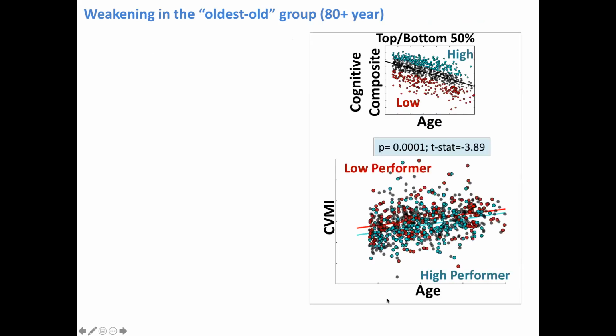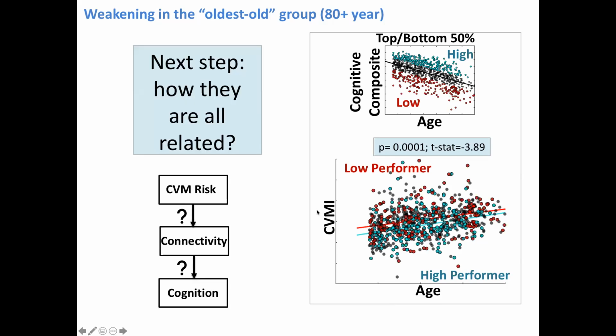We also used a cognitive composite index to first identify high and low performers based on the top and bottom 50% of the sample across the age regression line. We found that overall, the low performers have higher cardiovascular risk than the high performers across the age span. In future, we will look at how brain connectivity, cognition, and risk all are related together.